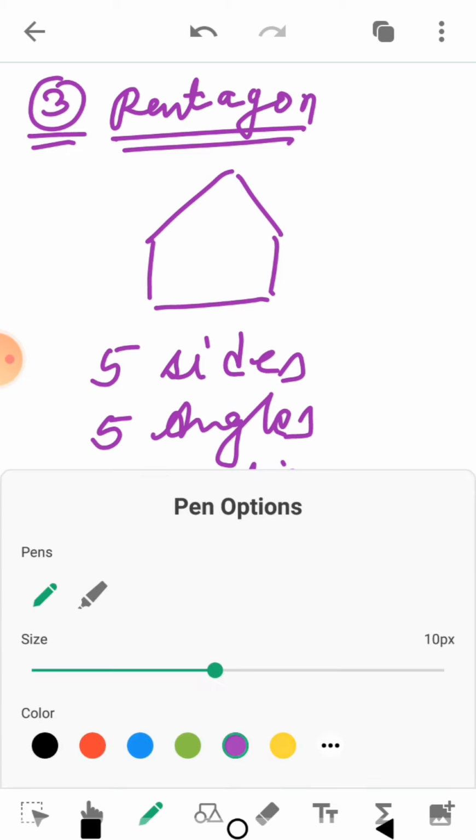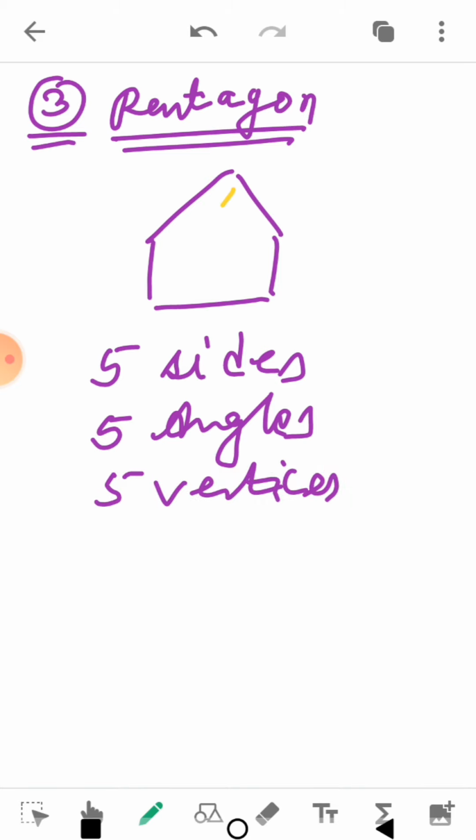Now see about the diagonals. Diagonal 1, diagonal 2, diagonal 3, diagonal 4, diagonal 5. 5 diagonals as well.